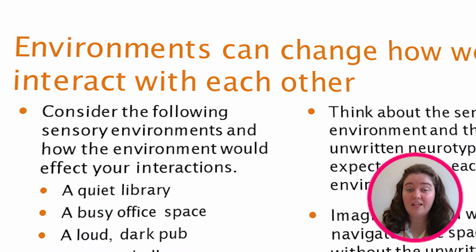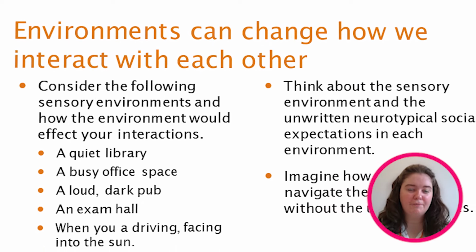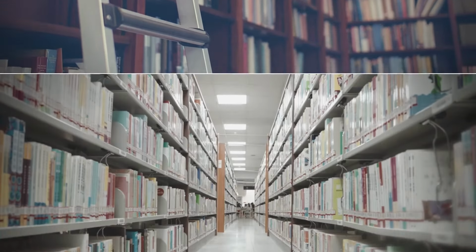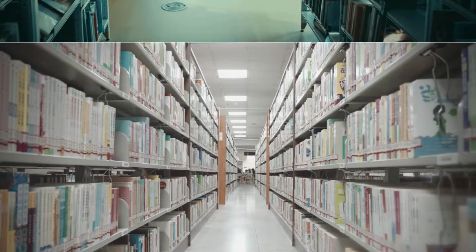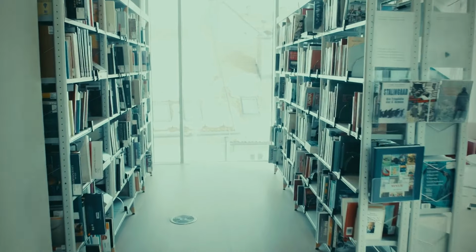To further explore the influence of the environment on social interaction, I would like you to consider the following sensory environments and how the environments would affect your interactions. In a loud or dark pub, you may speak louder or lean in closer to hear people. You may miss what people are saying to you. Speaking in a group is also more challenging. Reading lips and facial expressions may also be harder. Compare this to speaking in a quiet library. There's little competing noise, it's brightly lit, there tends to be fewer people too. And if you do need to interact with someone, there's less sensory stimuli to compete with.